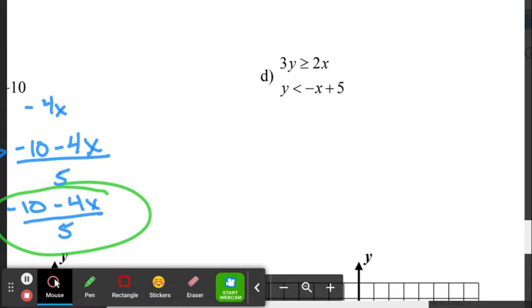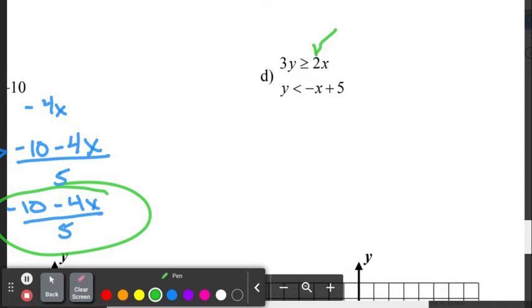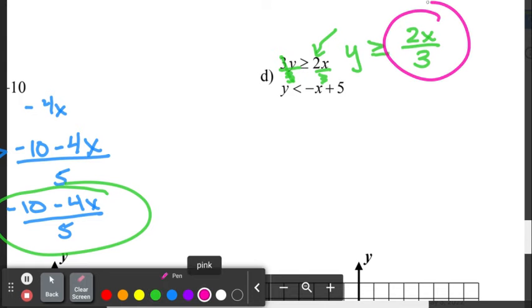Letter D actually throws people off because it's so short. Okay, we have 3 times y greater than 2 times x. The x is already on the right-hand side. Leave it alone. Just divide by 3. So you end up with y greater than or equal to 2x over 3. It looks weird because it's so small, but again, just put that into y equals and find yourself some whole number points. Like I said, we're getting to the end of the year. Please let us know if you have questions.